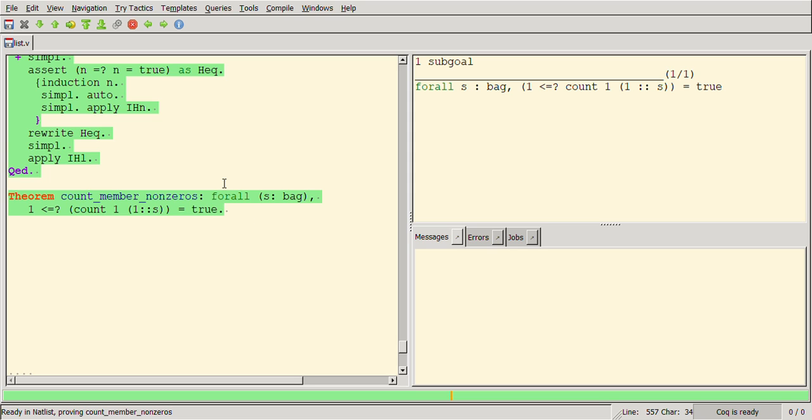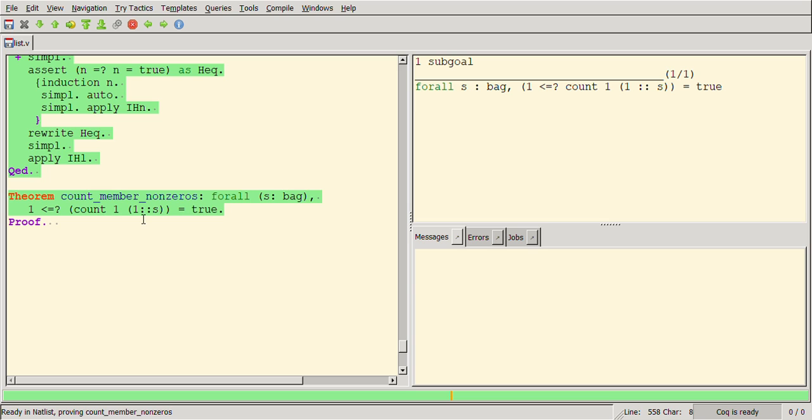So this theorem says that count is a function that counts the occurrences of this number in this list or bag, and s is a bag where we have 1 at the head of this bag and 1 is counted here. So we do not know what the number of occurrences of 1 in this bag is, but we know that there is at least 1 occurrence in this combined bag where 1 is appended at the head of the bag.